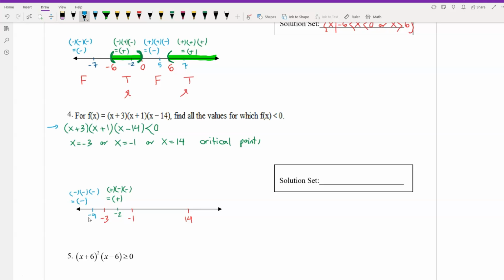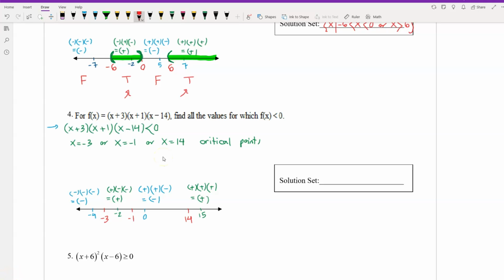Between negative 1 and positive 14, any number, for example, 0. So 0 plus 3 is a positive number, 0 plus 1 is positive, 0 minus 14 is negative. Multiply all these, here we have negative. Then any number greater than 14, for example 15. So 15 plus 3 is positive, 15 plus 1 is positive, 15 minus 14 is positive. Multiply all these, here we have positive.